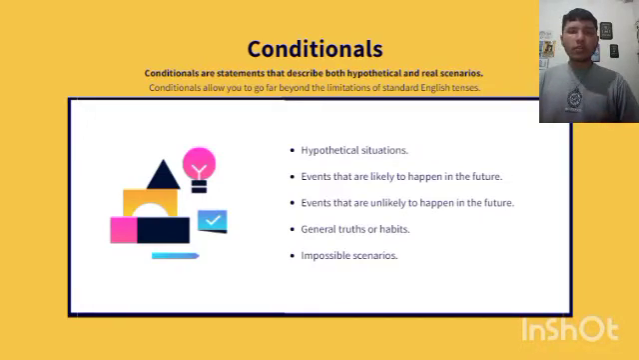So the conditional helps us to identify hypothetical situations, like those that are unreal, events that are likely to happen in the future that we are not 100% sure about but think can happen, and events that are unlikely to happen in the future. We can use it to talk about something that is more or less possible to happen, general truths or habits, and impossible scenarios. All of these uses are going to depend on the type of conditional.